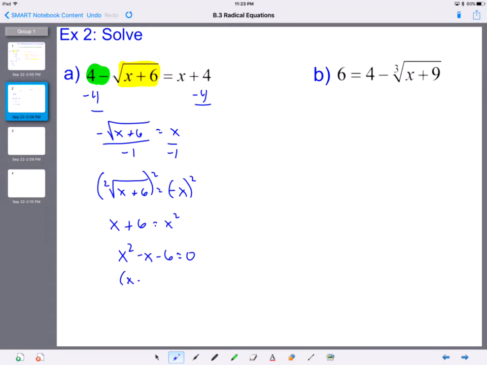I would first check for factoring. If it doesn't factor easily, then I'm going to possibly look at completing the square or the quadratic formula. So it looks like we will get x equals 3 and x equals negative 2. Now these are possible solutions.